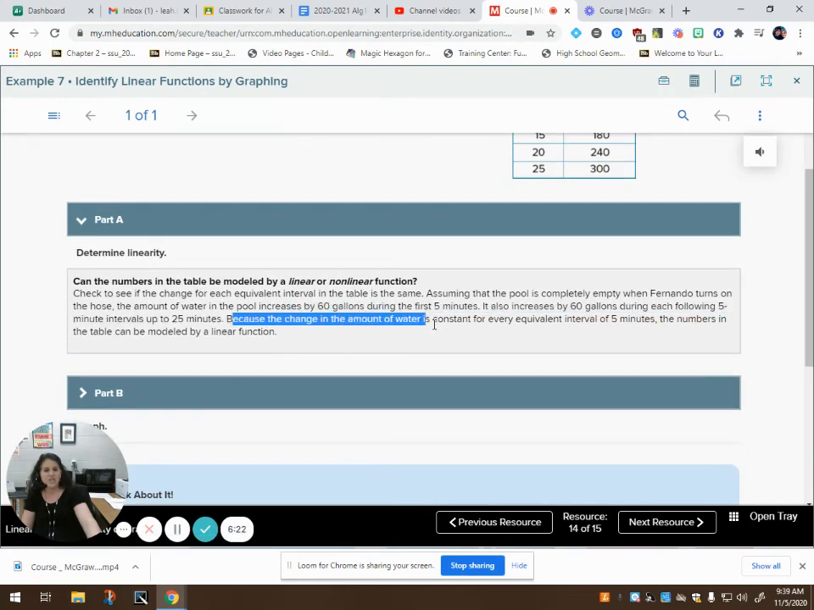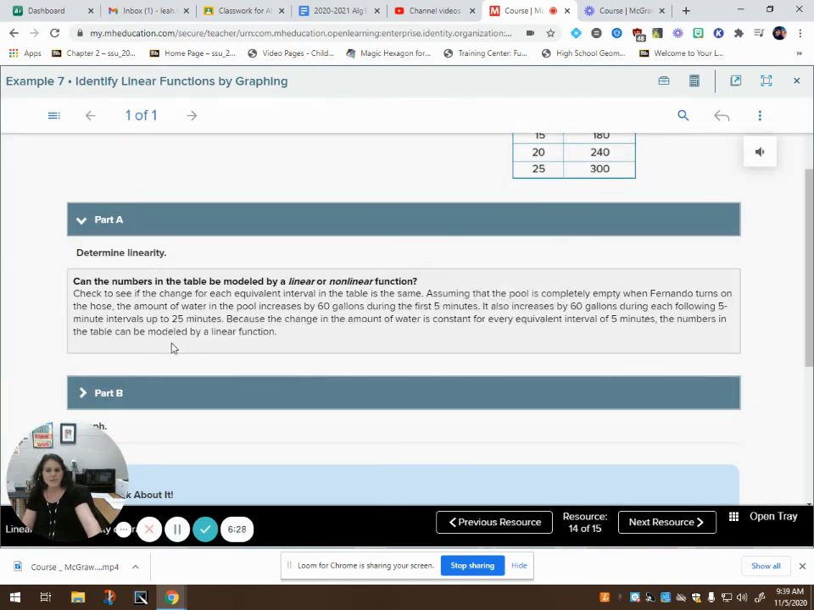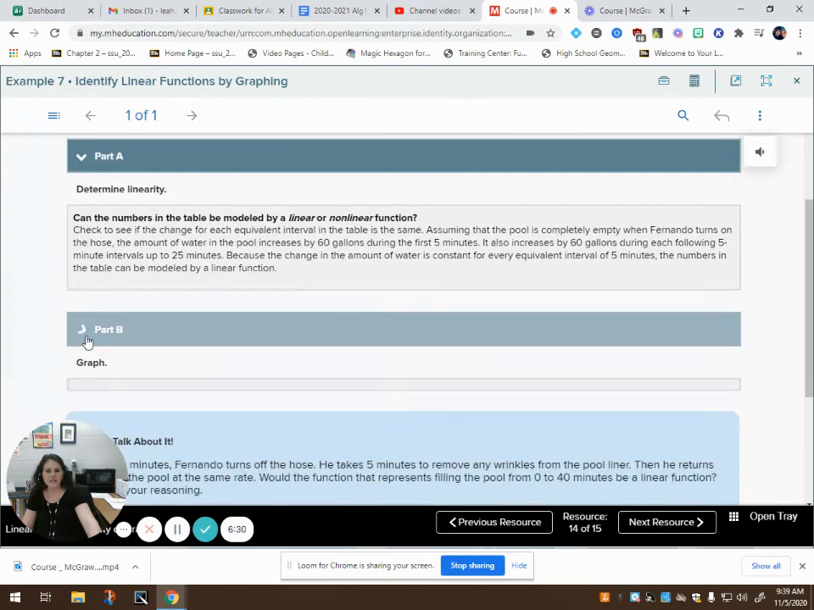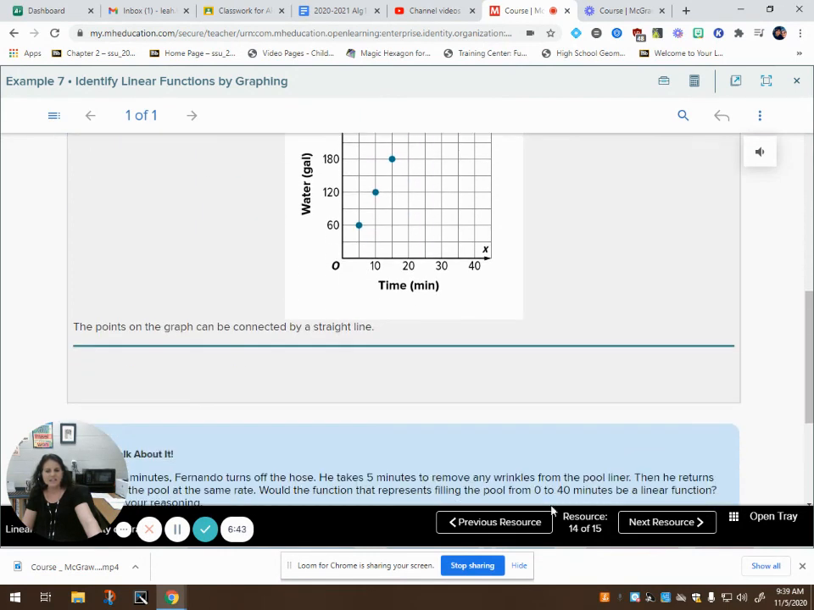Again, because the change in the amount of water is constant for every equivalent interval of 5 minutes, the numbers in the table can be modeled by a linear function. If we look at the graph, boom, there it is. Every 5 minutes, it's increasing at a rate of 60 gallons, and we can see that it is a linear function.